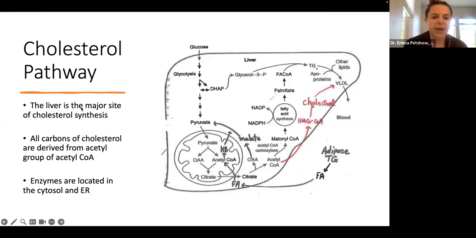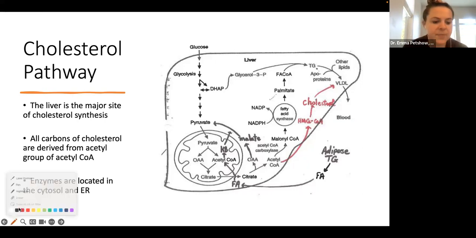So the cholesterol pathway, the liver is the major site of cholesterol synthesis. So every time we're talking about creation of cholesterol, we're talking about the liver as our main place to go. All the carbons of cholesterol are derived from the acetyl group of acetyl-CoA. So if we remember acetyl-CoA, the thing that we created from pyruvate, that exact structure is what we will pull. Instead of going through the Krebs cycle, the TCA cycle, we will use these acetyl groups to create cholesterol from it. And I think there's an example here.